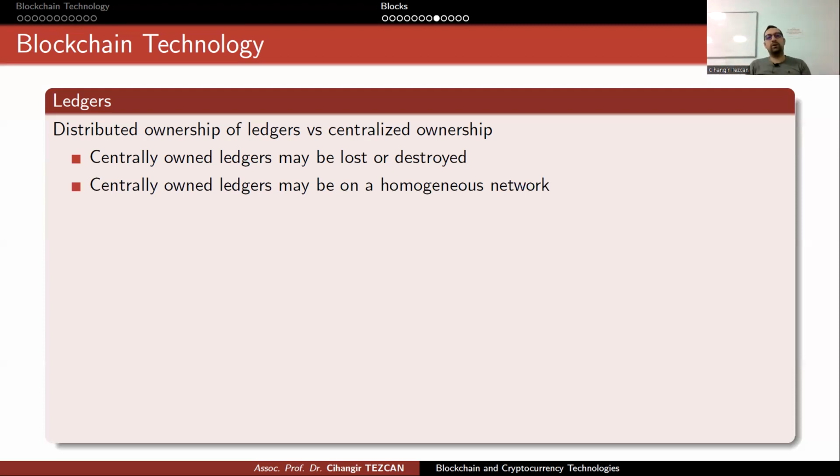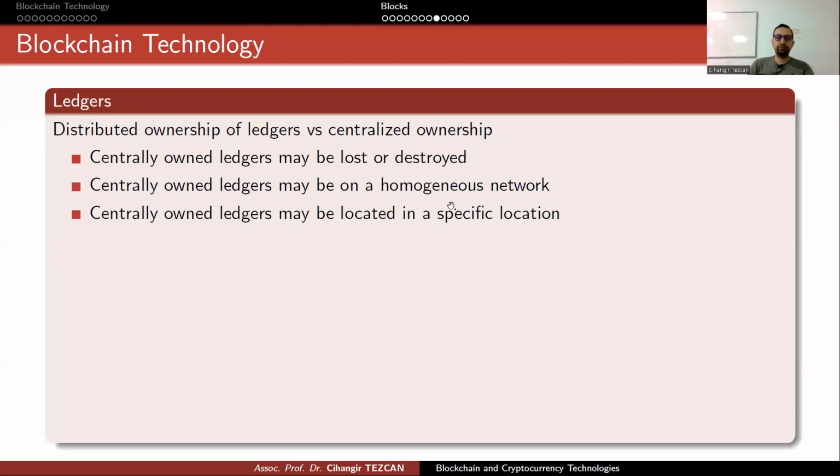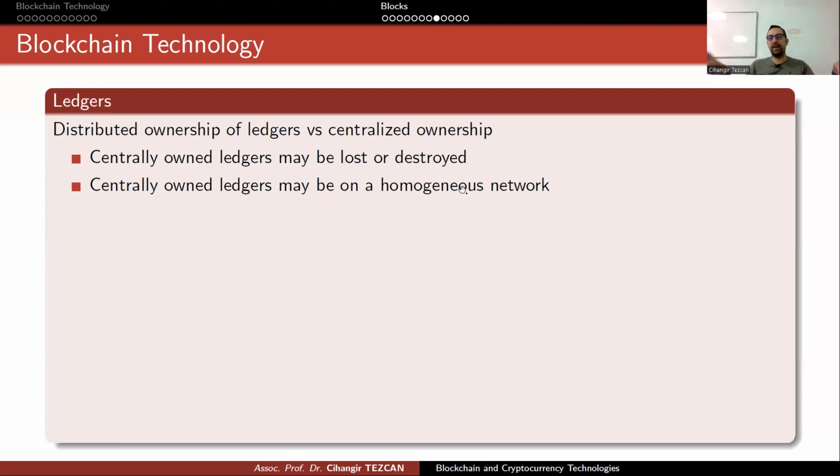Standalone ledgers may be on a homogeneous network. Here, the idea is that they have to be somewhat using the same system, same hardware, same operating system, so that they have the same data. But in the distributed case, I mean, think about Bitcoin. I can install it on my laptop, so I'm using a different CPU, different hardware, and so on. So we have more flexibility.